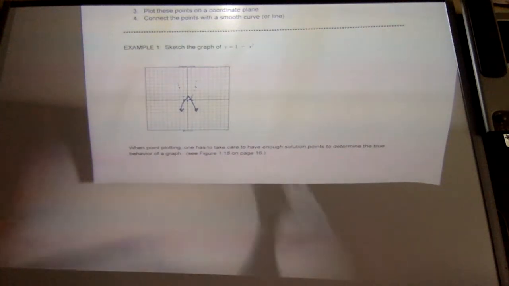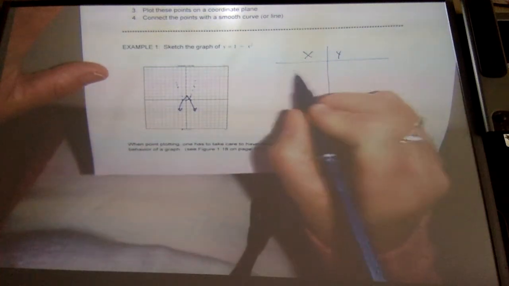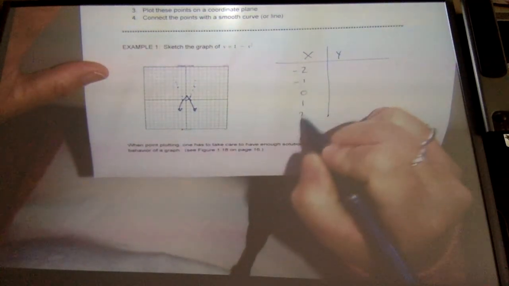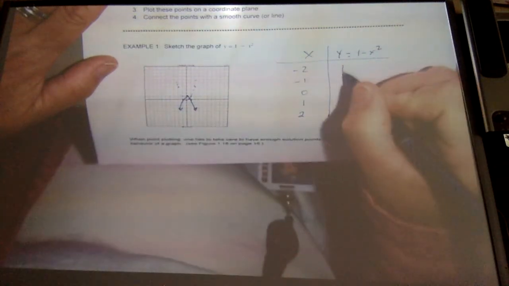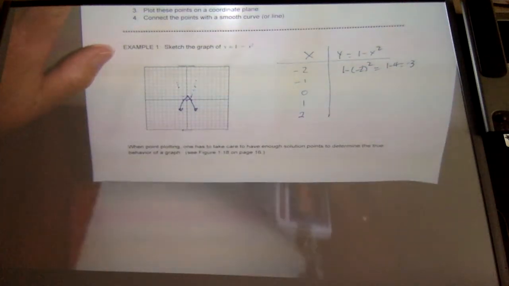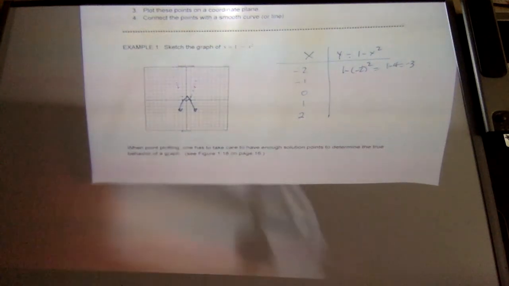Questions on that? If you don't remember that, you could make a T-chart. Make sure when you do T-charts, you do positive and negative numbers. So you get 1 minus negative 2 squared, which is 1 minus 4, which is negative 3. At negative 2, did I go down 3? Sure did. All right? So you can make T-charts if you don't remember the flipping and all that good stuff. Questions there?